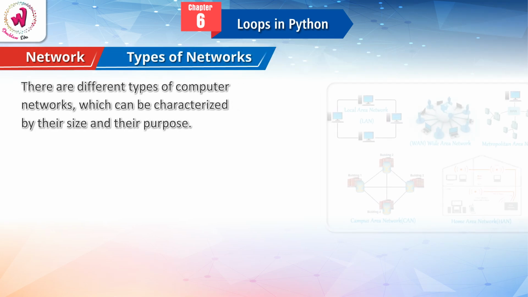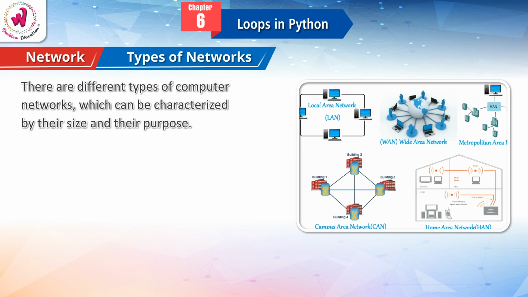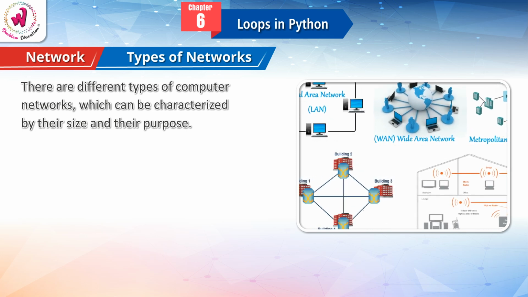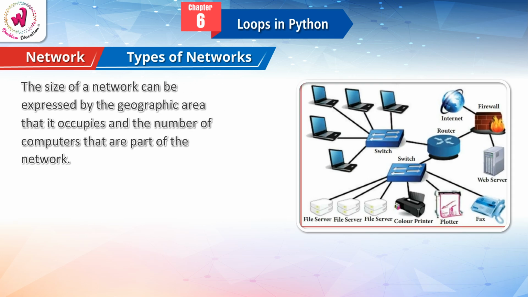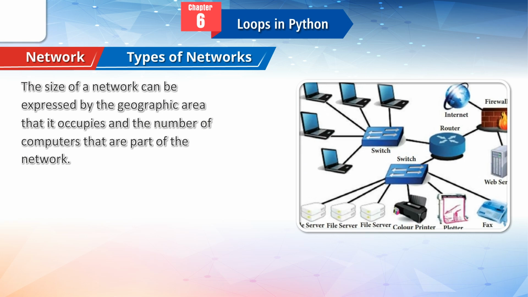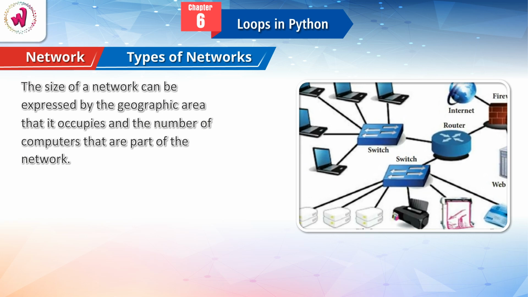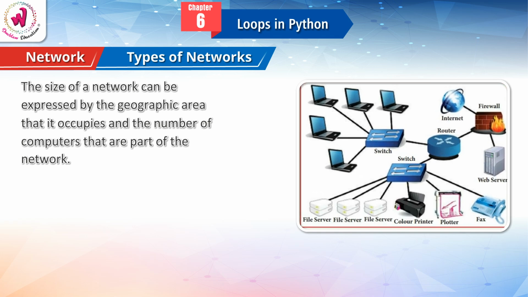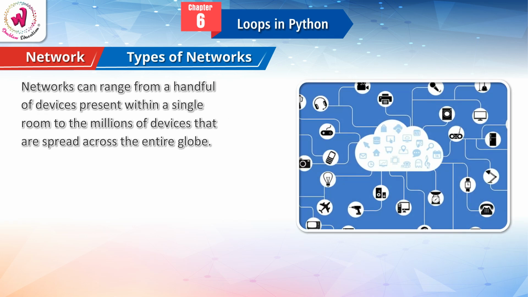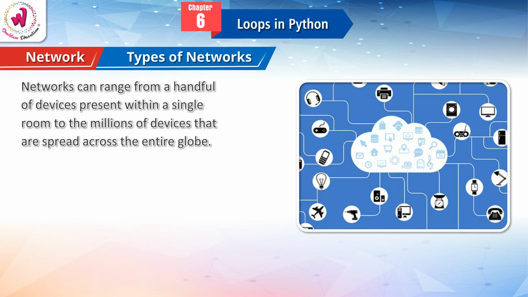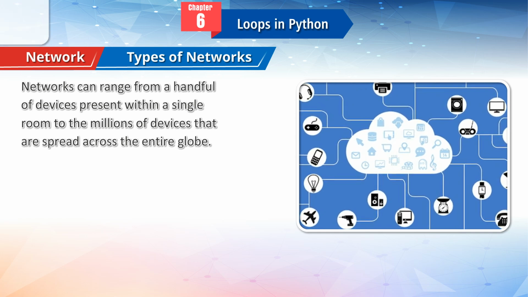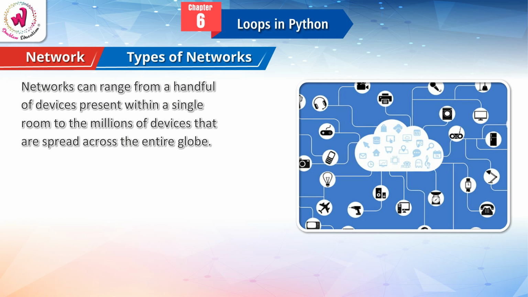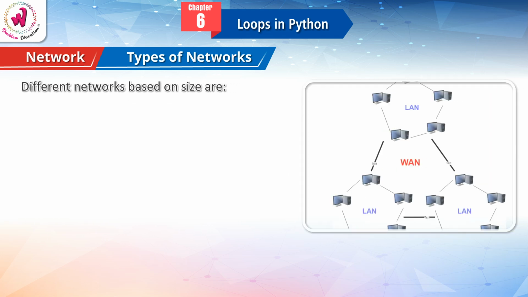Types of networks. There are different types of computer networks which can be categorized by their size and their purpose. The size of a network can be expressed by the geographic area that it occupies and the number of computers that are part of the network. Networks can range from a handful of devices present within a single room to the millions of devices that are spread across the entire globe.